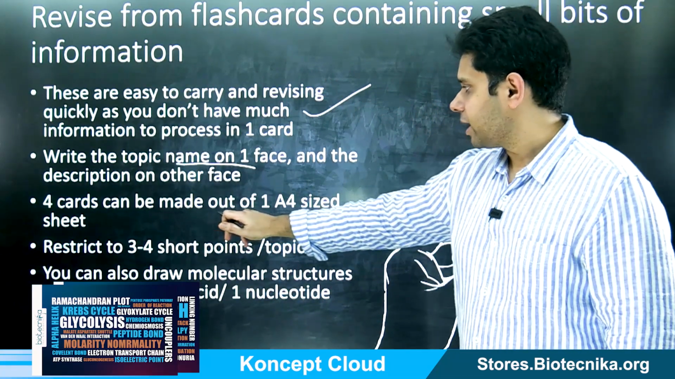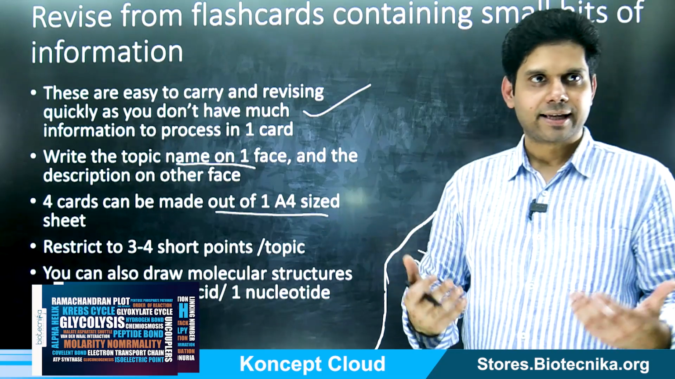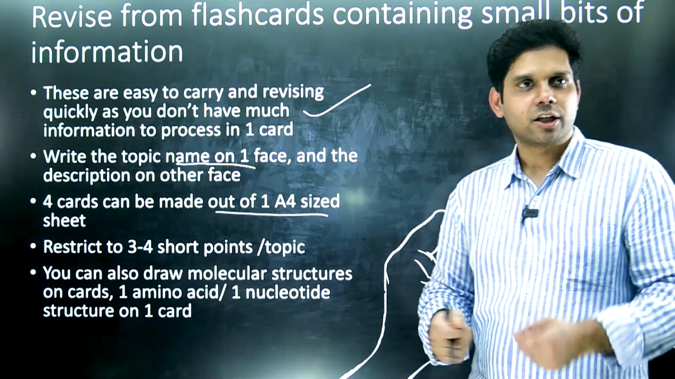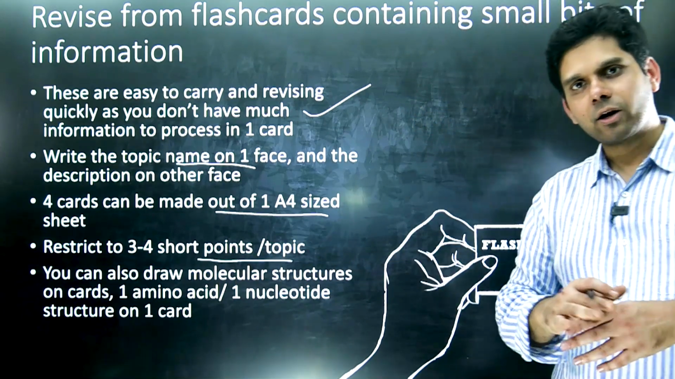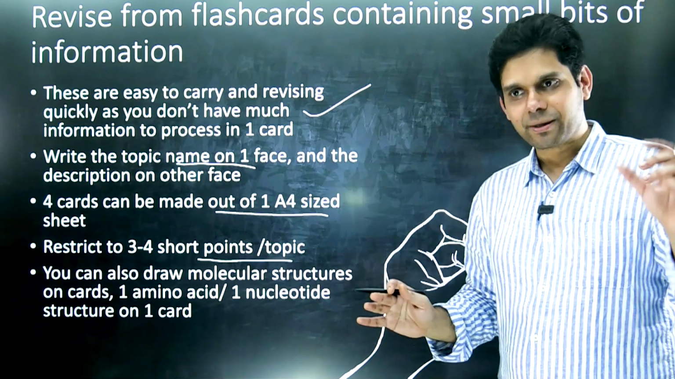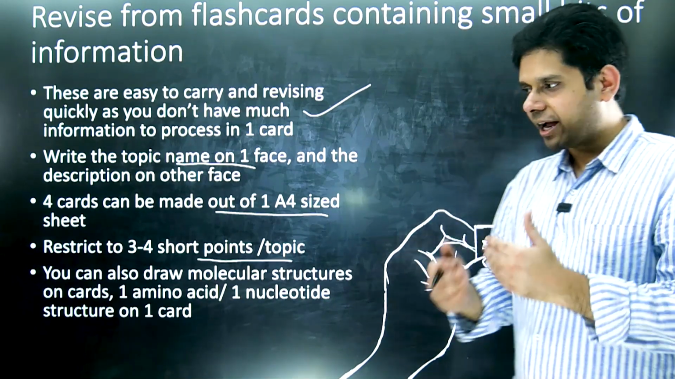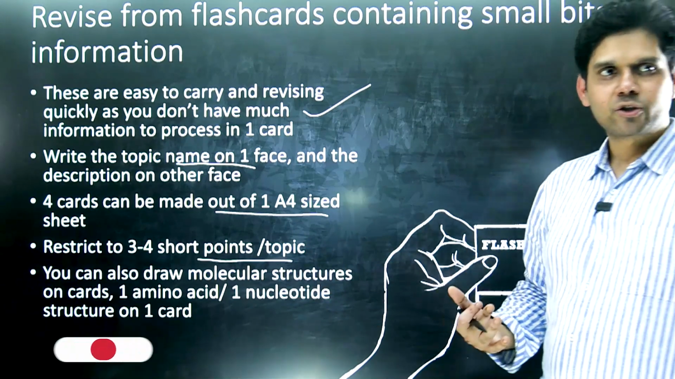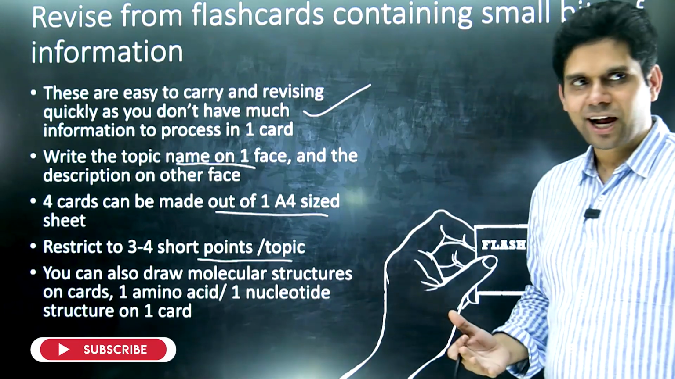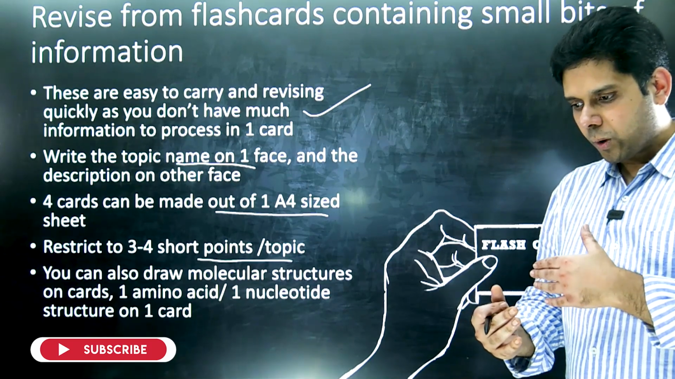4 cards can be made out of one A4 sheet. So it's as simple as that, and you can just shuffle or juggle. Now restrict to 3 to 4 short points per topic. Don't write all Hanuman Chalisa in that. That's not going to help. Concise and crisp notes behind every card. Now you can also draw molecular structures on the cards, one amino acid, one nucleotide structure, or one card at a time. So this is how you do it.